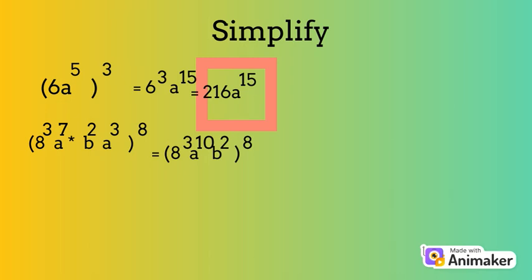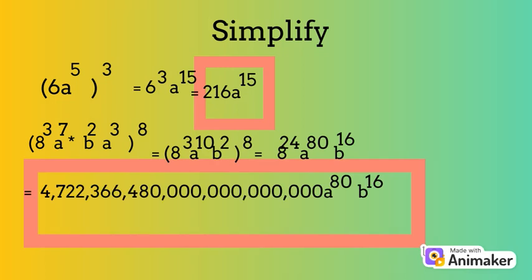So now let's move to the next problem. Before we start with the powers, we can start combining them. So a to the 10th now. Now we can start using the power of a power property. So it'd be a to the 24th power, a to the 80th power, and b to the 16th power. Now we're going to simplify a to the 24th power, which is obviously a huge number. And if you don't know how to do scientific notation, watch my other video.